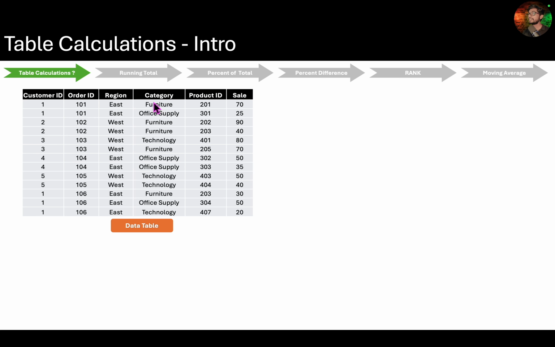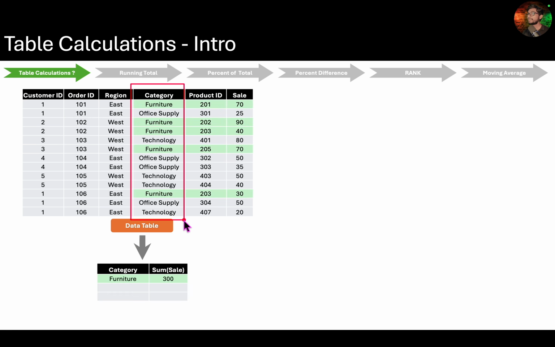For example, the total sales by each category in the sample data table. You can see furniture with $300 in total sales, office supplies with $210 and technology with $190. This kind of aggregated data table is exactly what shows up on the Tableau canvas when we start building the visualizations. And remember, this aggregated view is also considered a table.